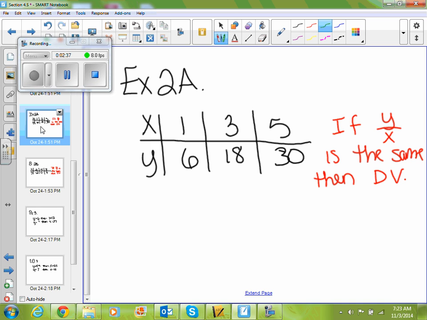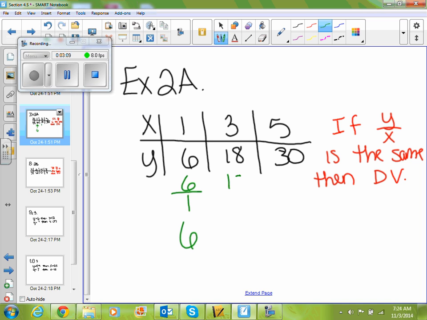The next thing we need to figure out is how to find a direct variation from a table of values. So if we look at this table of values where x is 1, 3, and 5, and y is 6, 18, and 30, we know that it's a direct variation if your y over x is the same number. So I'm going to find my y over my x. My y is 6, my x is 1. 6 divided by 1 is 6. So I know my y over x from my first two values is 6.